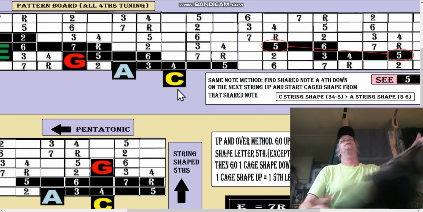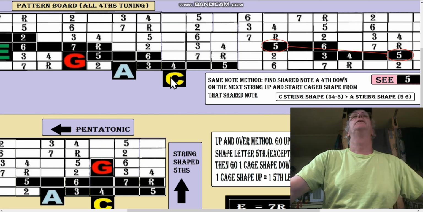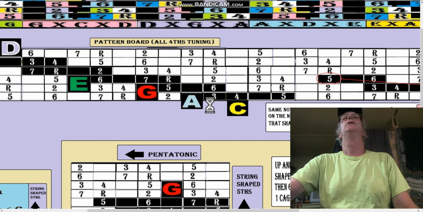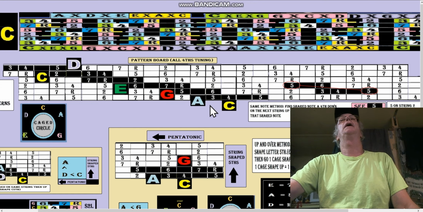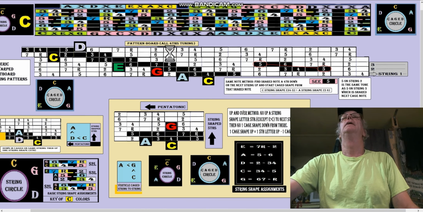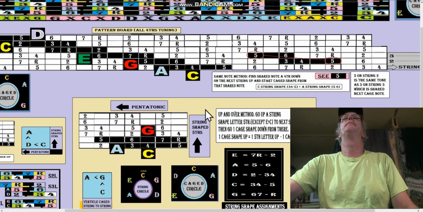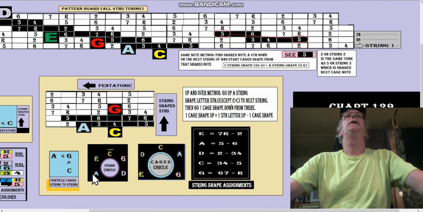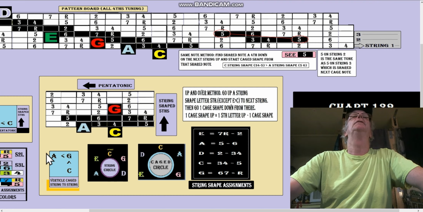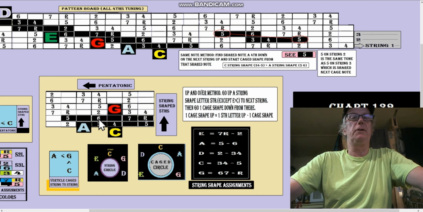Okay, but there's other methods to do it. There's two, as a matter of fact, and it's just like X and Y coordinates, so it should be pretty easy. One is go up and over. So from a C pattern we can go up a string pattern fifth, so C goes to G, and then we can go one caged pattern down from that.